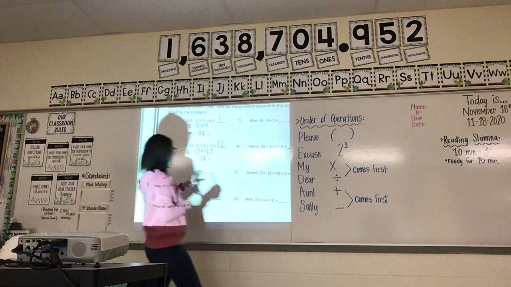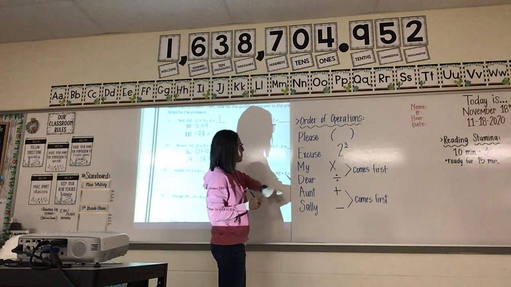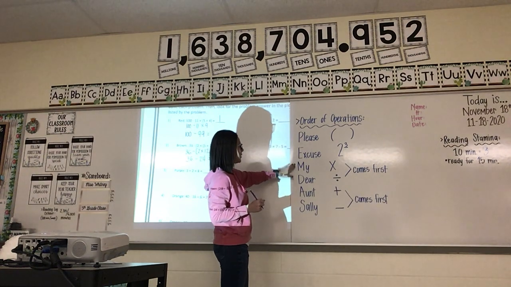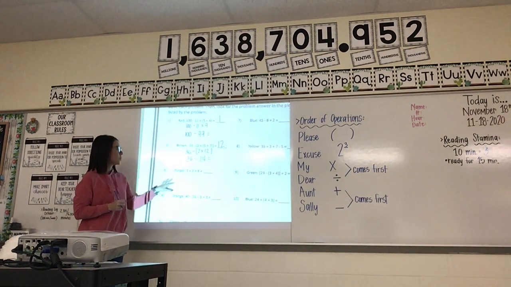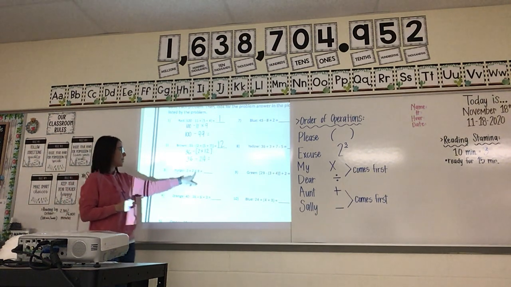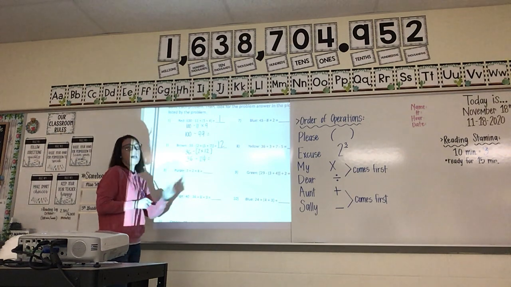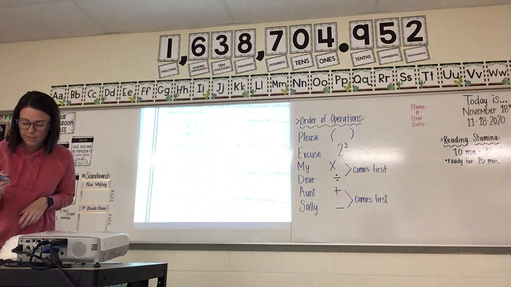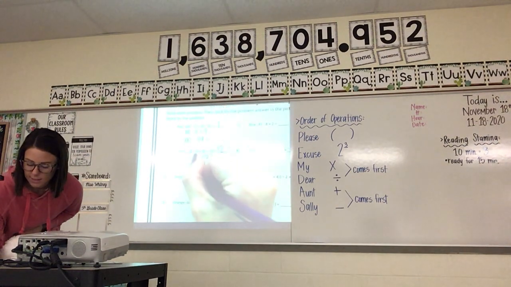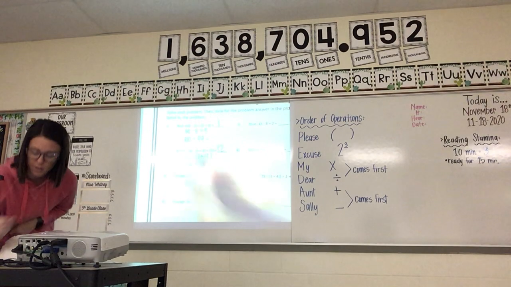Remember, today we do not have any exponents, so we're kind of skipping over that. Next, I'm looking for multiplication or division, whichever one would come first in my problem. Multiplication or division. Well, I see a multiplication sign right here. So I need to do 2 times 8. What is 2 times 8? 16. Copy down what I have left of my problem.